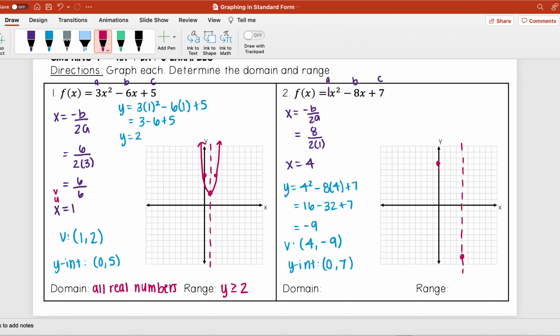plot my point. And now I want to reflect this point across my axis of symmetry. And so here I see this is 1, 2, 3, 4 away from the axis of symmetry. So I want to go 4 on the opposite side. 1, 2, 3, 4. And then now I can draw my parabola.